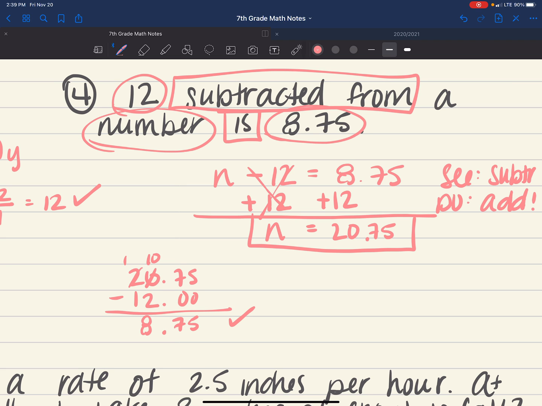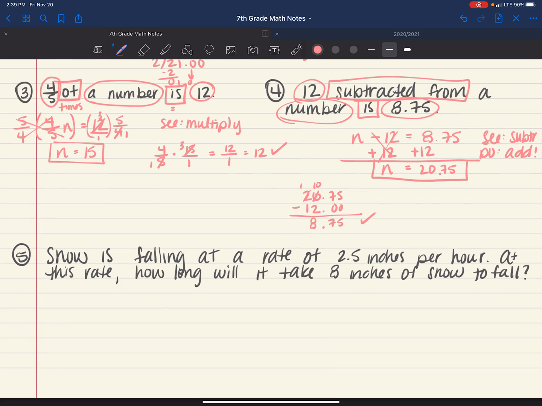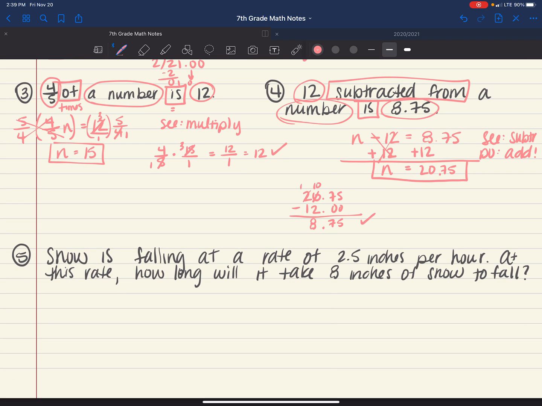All right, guys, last one. Number 5. Snow is falling at a rate of 2.5 inches per hour. At this rate, how long will it take 8 inches of snow to fall?